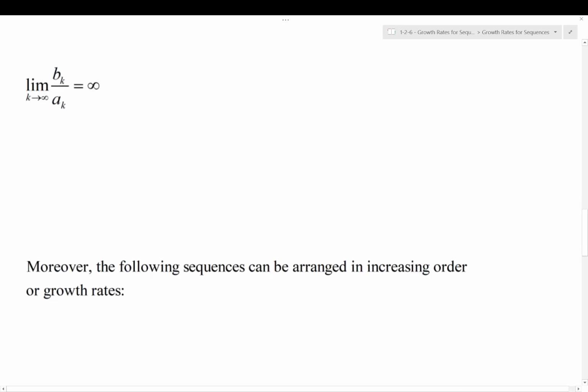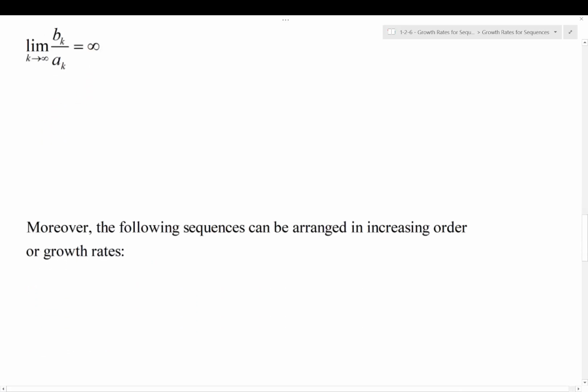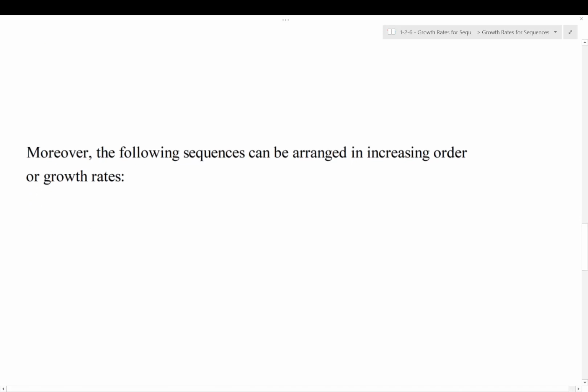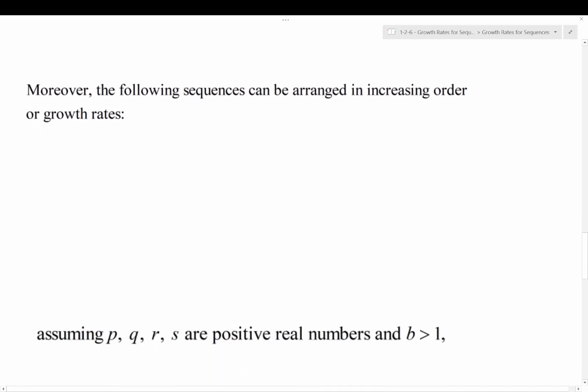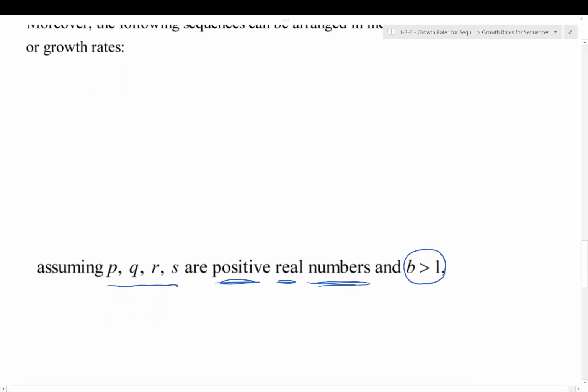Now, let's list these things. What kind of functions do we have? What kind of crazy growth rates are going on here? For the sake of what we're about to say, let's say that P, Q, R, and S are all positive real numbers. And then there's going to be this other variable, B. We're going to say that that number is a real number that's bigger than 1 for the sake of the discussion.